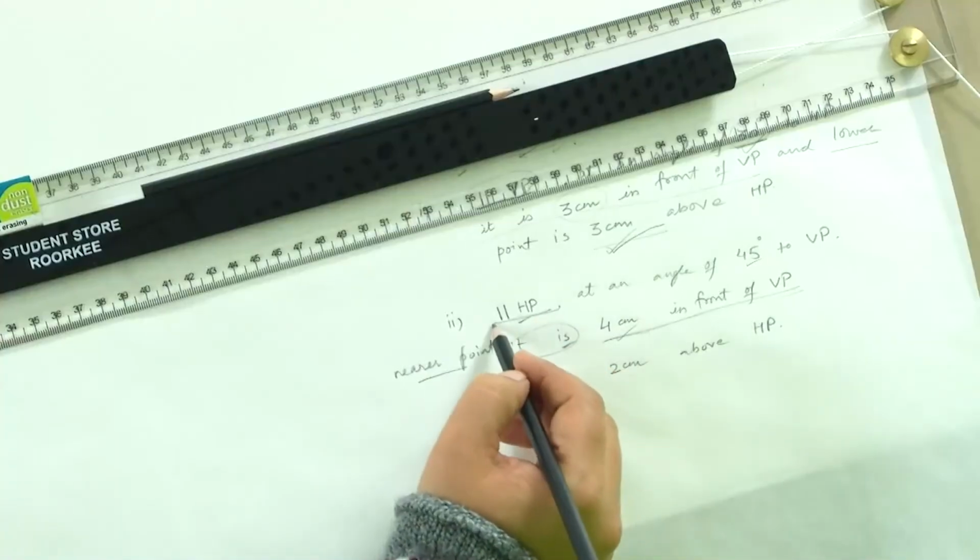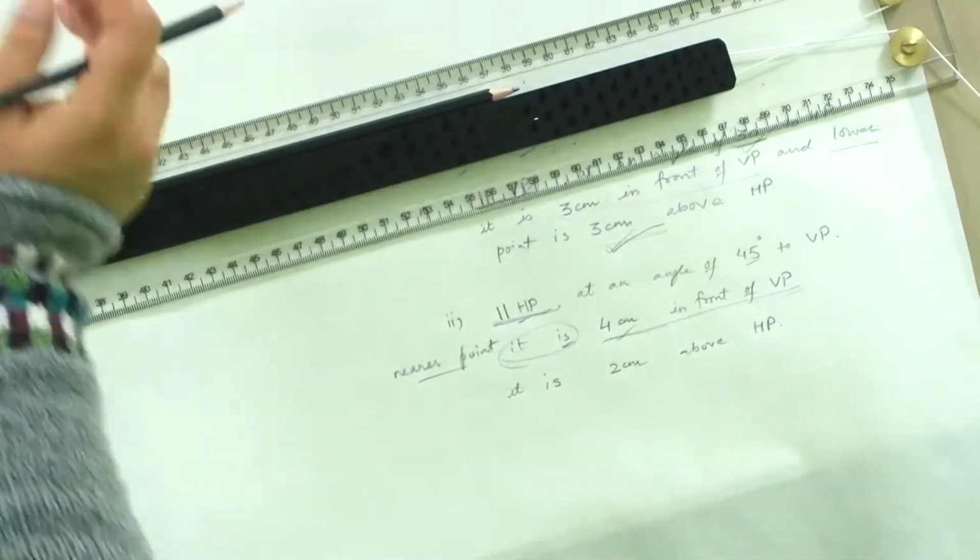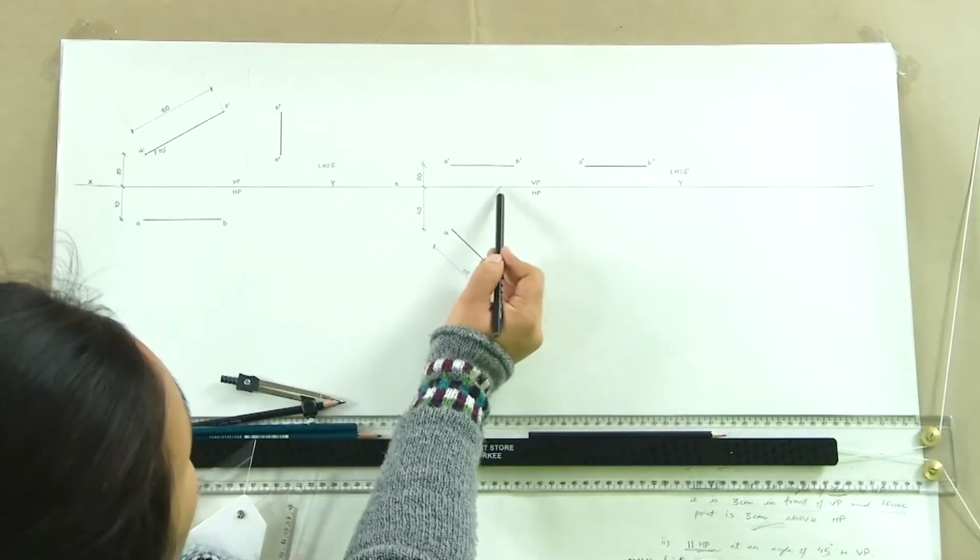Similarly, if we have this line which is not just parallel to HP, but it is contained in HP, in that case this trace, which is the front elevation, will then merge with the xy line, the reference line.